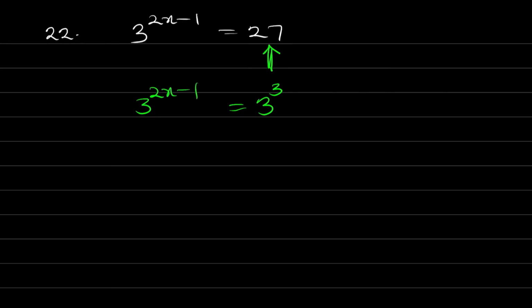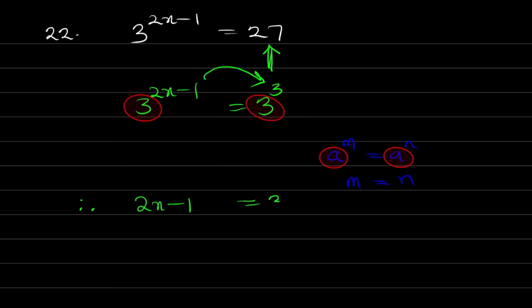And then we remember the law of indices that says if we have a raised to power m is equal to a raised to power n, as long as the bases are the same, the powers must also be equal. So with that in mind, we can clearly see that the bases are the same in this case, therefore the powers must be equal. The powers 2x minus 1 is going to be equal to 3. So I'm going to say therefore 2x minus 1 is equal to 3.